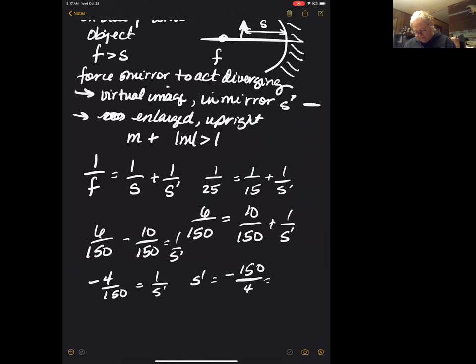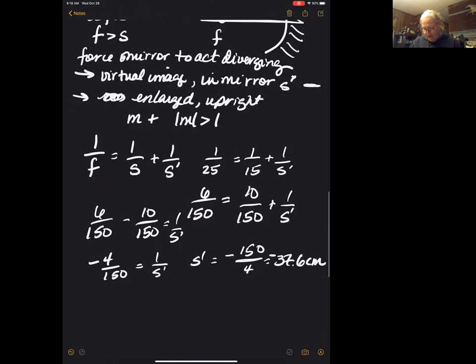So that's 150 is 30, and that's going to be 120, 130. It's going to be like 37 something. So it's going to be like 37.6 or something like that centimeters. That may not be exactly right, but you can work it out with your calculator.